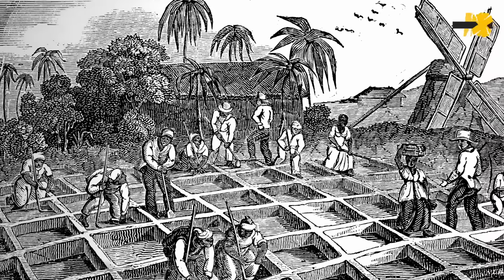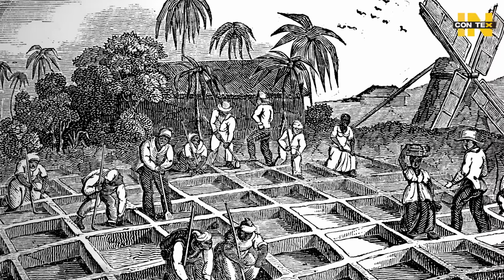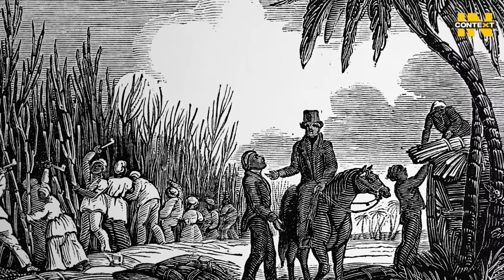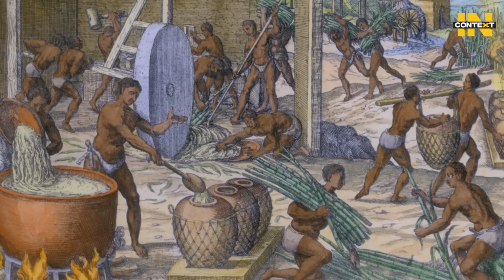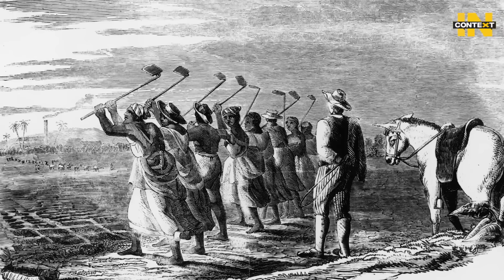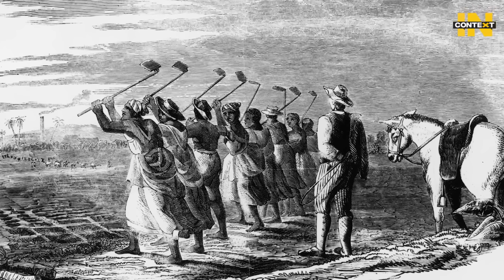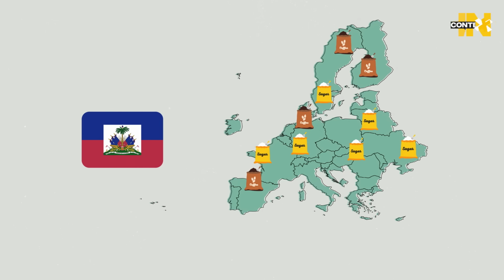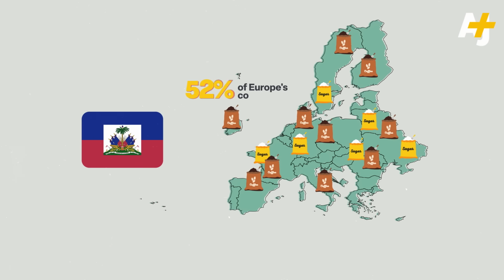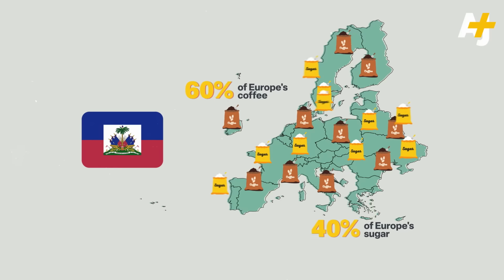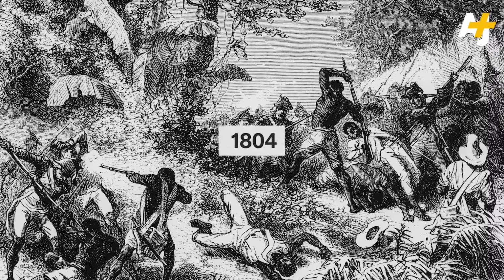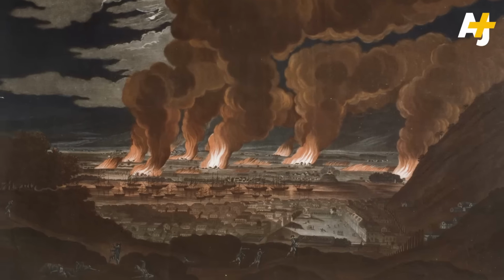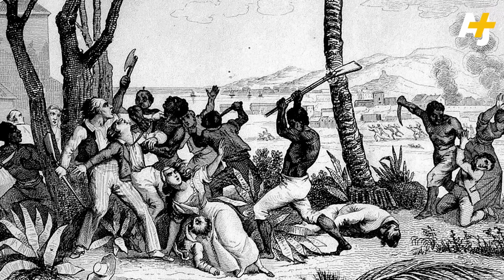In 1697, France gained control of the western part of the island of Hispaniola and transformed it into the world's most profitable colony by brutally exploiting the unpaid labor of enslaved Africans. By the late 1700s, Haiti's approximately 8,000 plantations produced around 60% of Europe's coffee and about 40% of its sugar. Fast forward to 1804. Haiti had secured its independence through a slave rebellion that ended French rule.